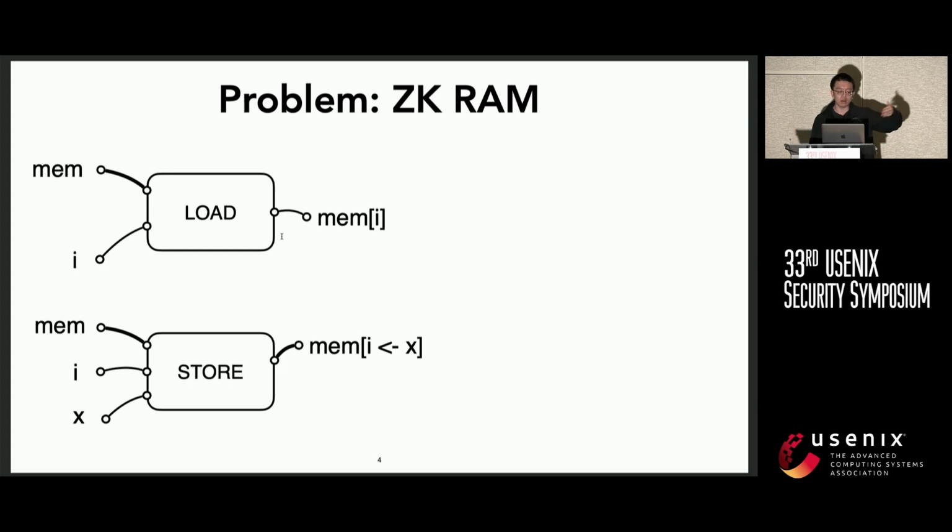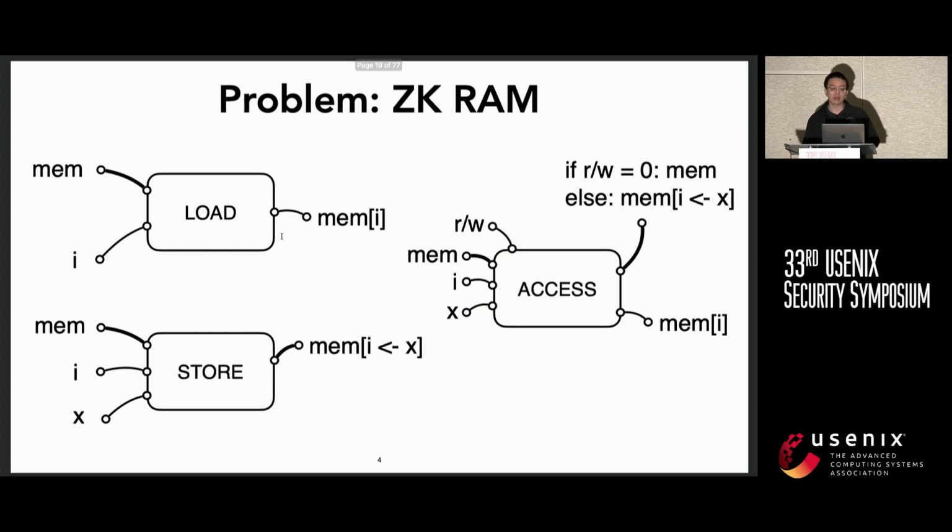Note that if you have a load after the store, you should load out whatever value x you stored in the previous store. More precisely, in the paper, what we build is a universal version of these load and store gates called access. Essentially, this access gate takes a single bit, read or write, as input, and based on this bit, the access will perform either a load or a store. But you don't need to care about this for this talk.